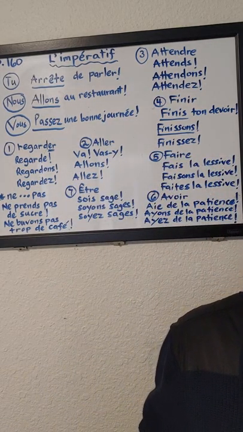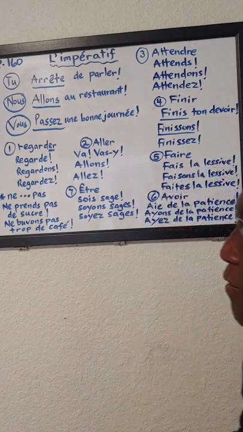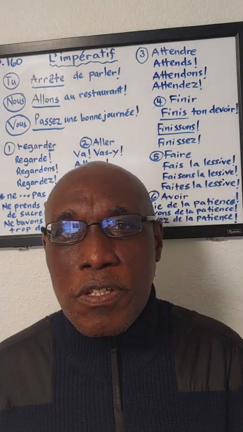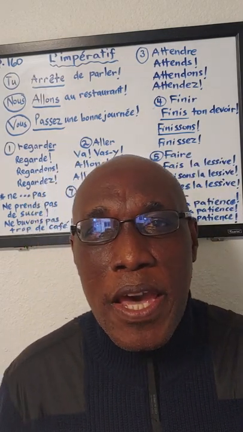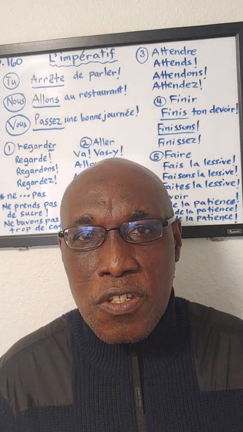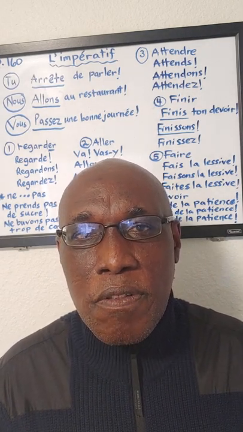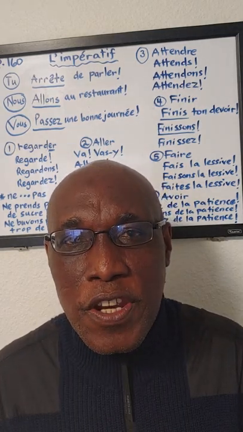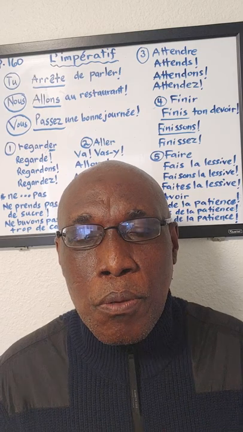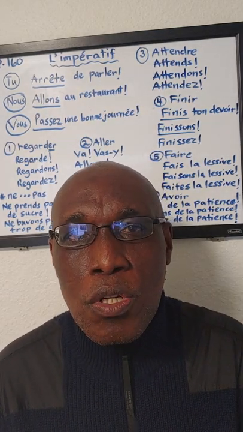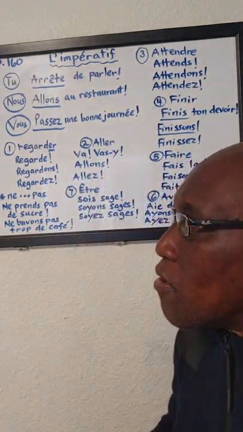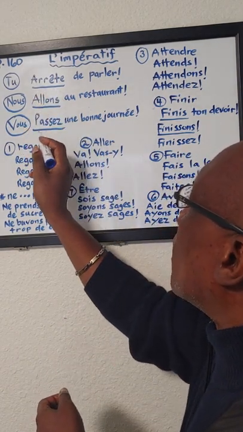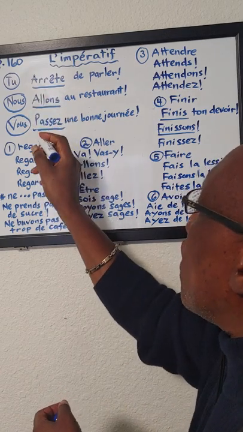right? Ça va? Just like in English, the subject pronouns are not used. See, the verbs are only used to do the commands, to do the suggestions, to give the pieces of advice, right? You do the same thing in French. Pas de pronom sujet, no subject pronouns. So here, see, arrête, allons, passez. These are the verb forms.